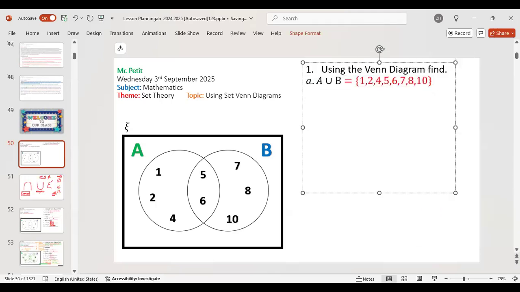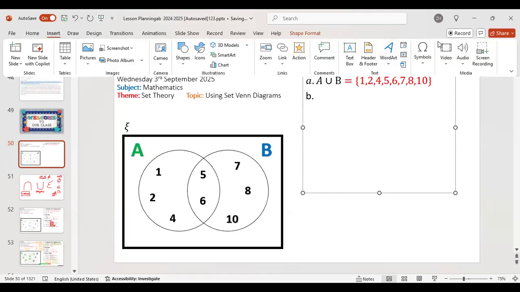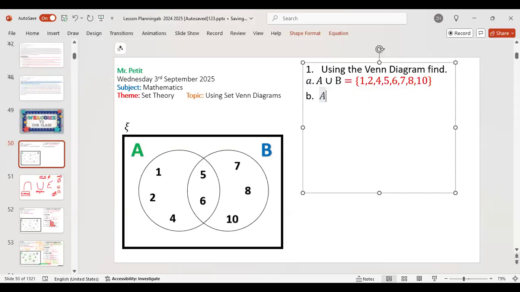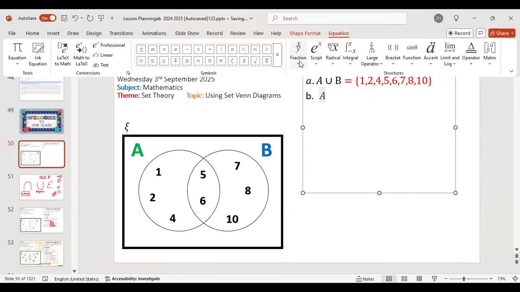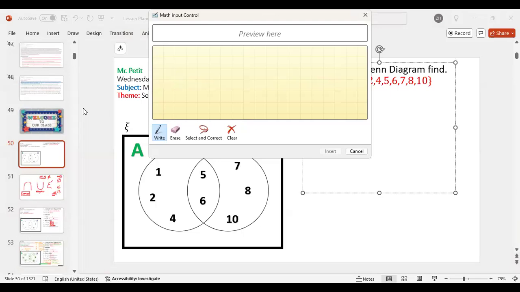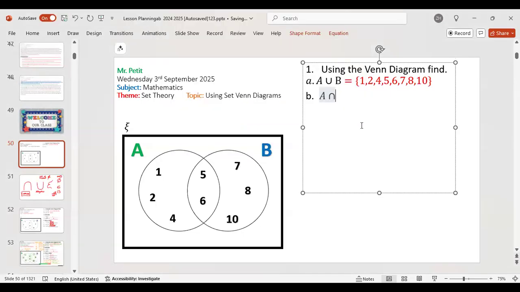All right, next, B. We already did the union, and next we're going to figure out what is the intersection. So A intersect B equals... Isn't it 5 and 6? Yes, 5 and 6. That's the one in the middle.